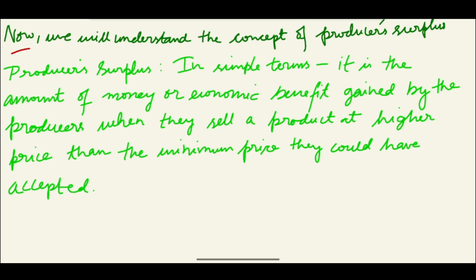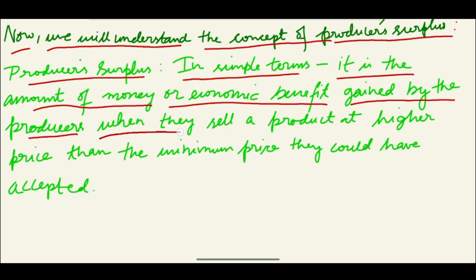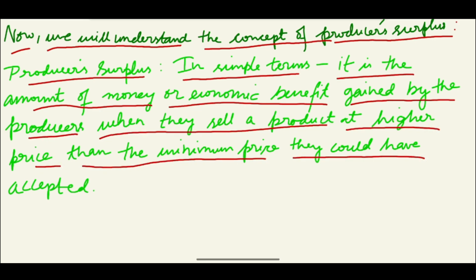So now we will understand the concept of producer surplus. So what is producer surplus? In simple terms, it is the amount of money or economic benefit gained by the producers when they sell a product at higher price than the minimum price they could have accepted.